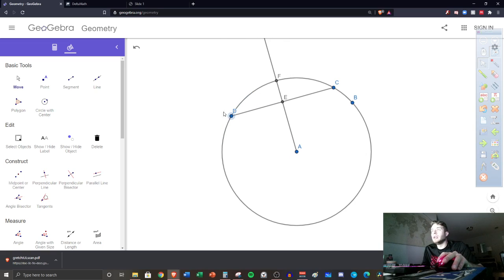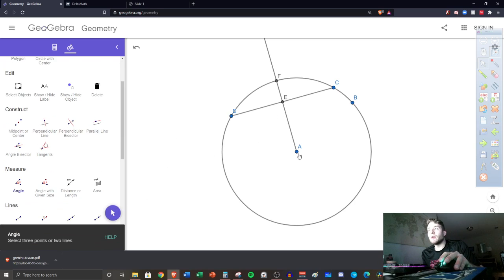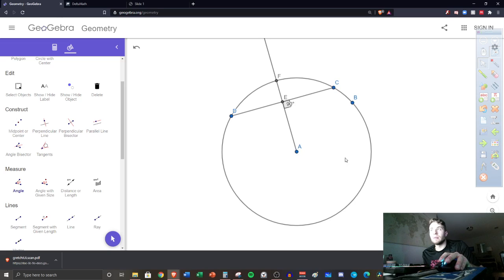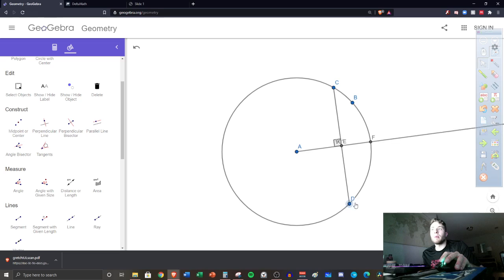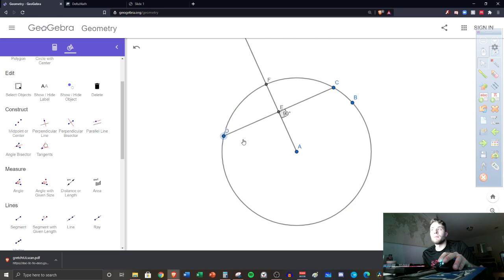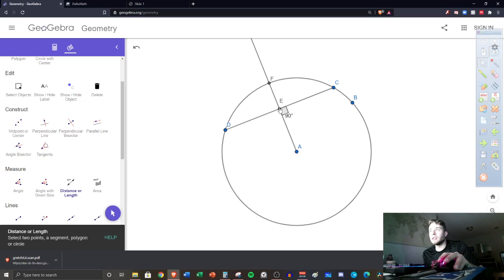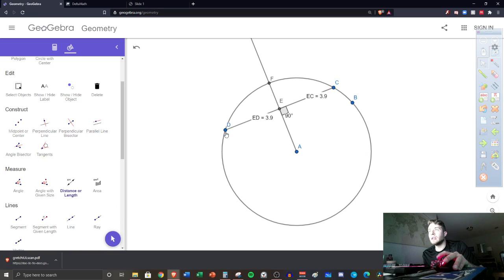Well, first off, if you have a radius that intersects through the midpoint, so a midpoint is just the center of the line, right? Let's create an angle AEC, okay? You'll notice that part one is any radius that intersects through the midpoint of a chord will always be a perpendicular bisector. We're going to measure the distance E to C and E to D, and look at those lengths. They are congruent.